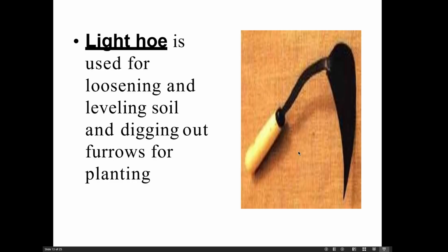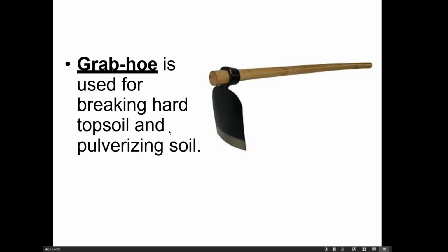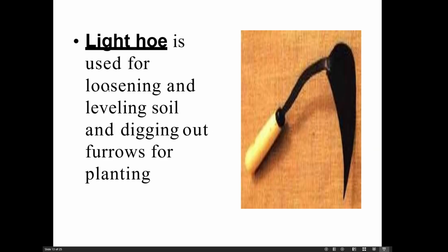Yan. Next, we have the light hoe. So, yung light hoe, mas maliit lang siya dito. Ito yung grab hoe. So, yung light hoe, this is used for loosening and leveling soil and digging out furrows and for planting. So, ito yan. Ito manual talaga. Although manual naman lahat yon or hand tool.